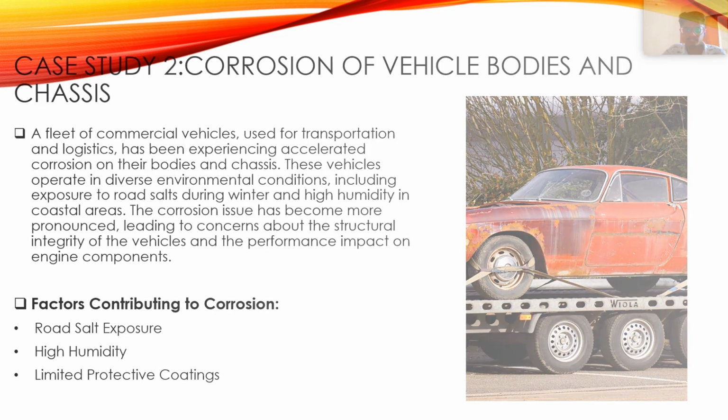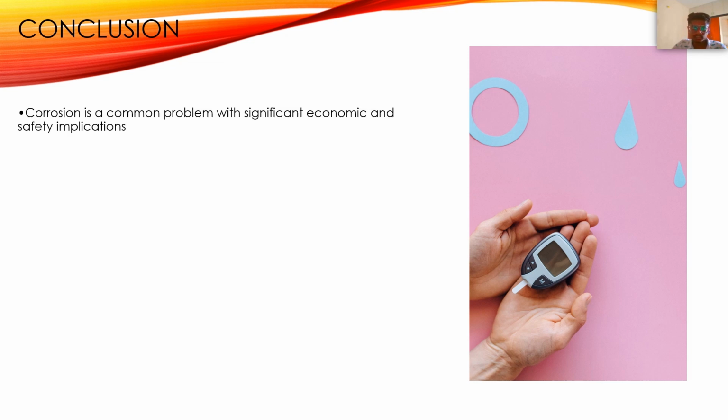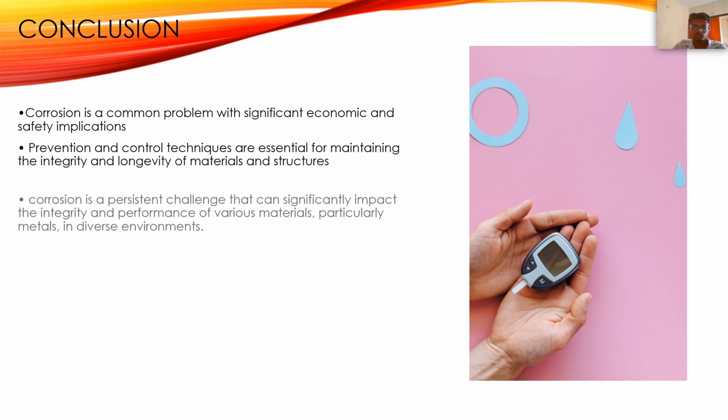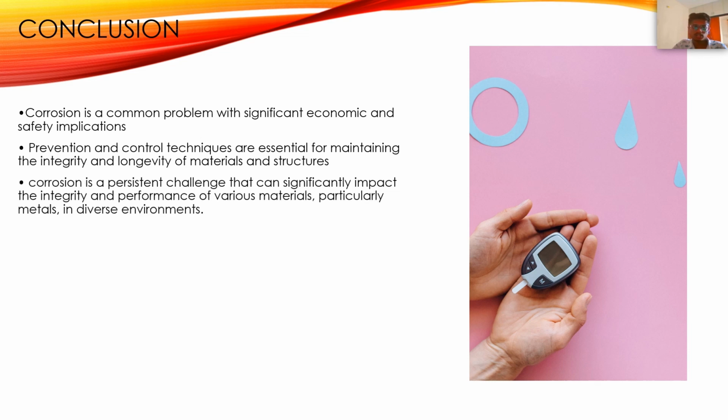Now let us conclude this topic of corrosion by saying that corrosion is a common problem with significant economic and safety implications. Prevention and control techniques are essential for maintaining the integrity and longevity of materials and structures. Corrosion is a persistent challenge that can significantly impact the integrity and performance of various materials, particularly metals, in diverse environments.